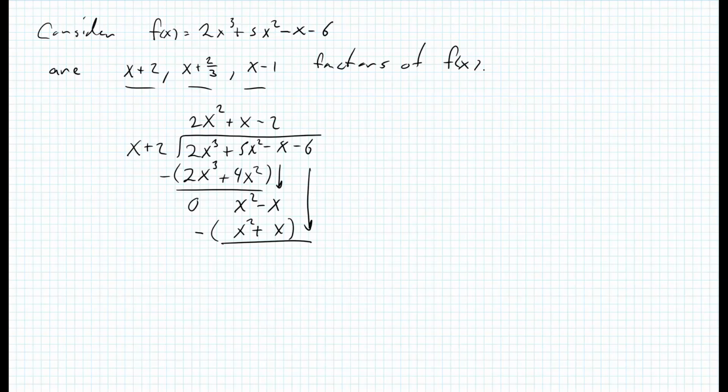Pretend that never happened. Let's see. When I multiply x times 2, I get 2x. That's minus 3x there. Minus 6. And now I multiply by minus 3. I get minus 3x minus 6. I get 0. So remainder 0.